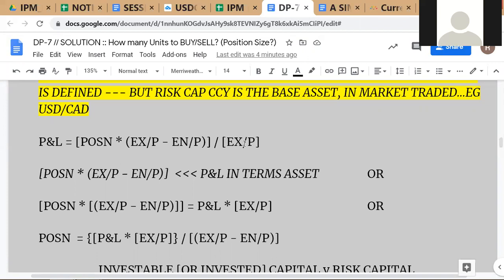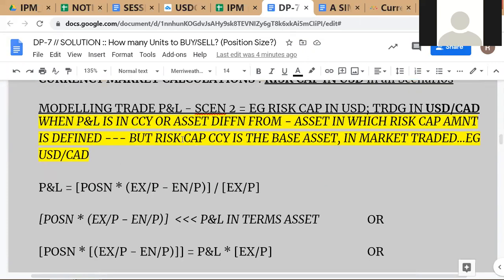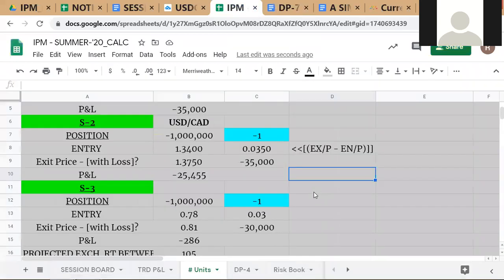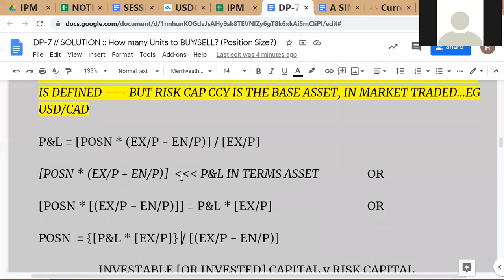Divide by that. Why divide? Because in this scenario, other scenarios will be different. In this scenario, the risk cap currency is the base asset, so we divide by it. So we are going to do that now. We are going to take the trade P&L for the purposes of this equation. That trade P&L has to be the trade P&L in the risk cap currency, which is what is already there, as you can see here.